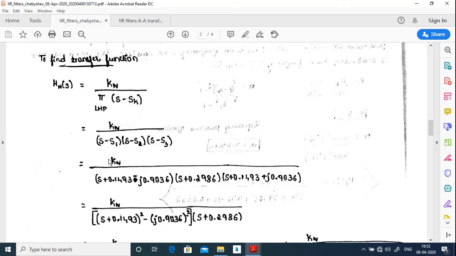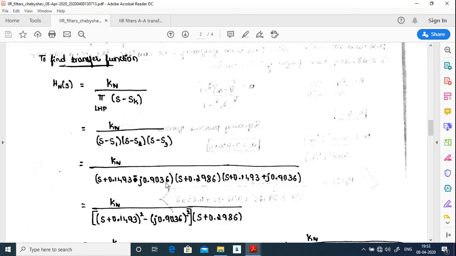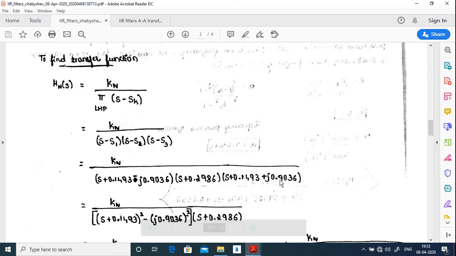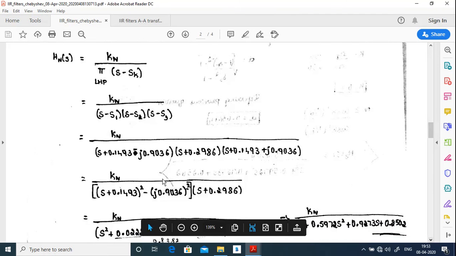So we already discussed the poles. We'll substitute that, so that you will get S plus 0.1493 minus j 0.9036. Similarly, S plus 0.2986 into S plus 0.1493 plus j 0.9036. Now simplify this. You can consider it as A plus B into A minus B, which will give you A square minus B square, right? And then this I'll write as it is.